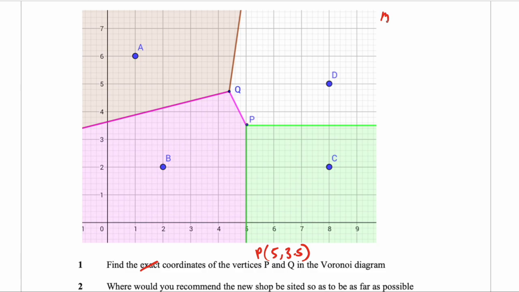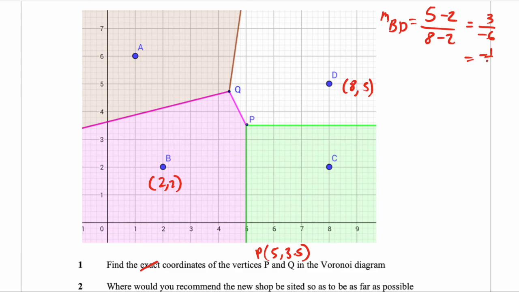We can find the slope of BD first. Using the slope formula, it is 5 minus 2 over 8 minus 2, because this point is 8, 5 and this is 2, 2. So that gives us the slope of this line BD. That is 3 over 6, which is positive a half. So the perpendicular slope to that is going to be negative 2. So this line has a slope of negative 2.